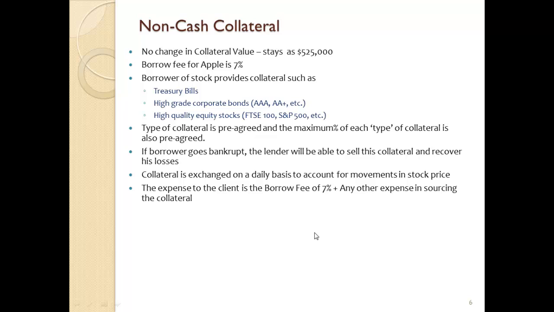Let's look at the economics of the same trade when non-cash collateral is used. The collateral value still remains the same as $525,000, and the borrow fee for Apple also remains the same as 7%. The only difference is instead of using cash as collateral, the borrower now provides securities as collateral.